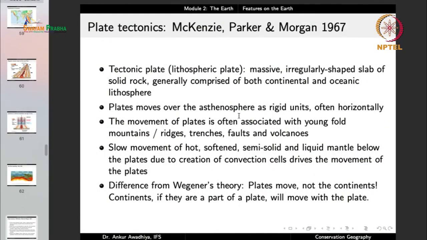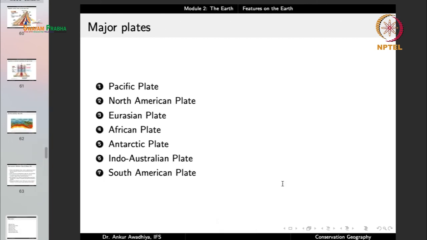And these plates move over the asthenosphere as rigid units, often horizontally. The movement is associated with young fold mountains, ridges, trenches, faults and volcanoes. The slow movement of hot, softened, semi-solid and liquid mantle below the plates, due to the creation of convection cells, drives the movement of these plates. And so the plates move, not the continents.